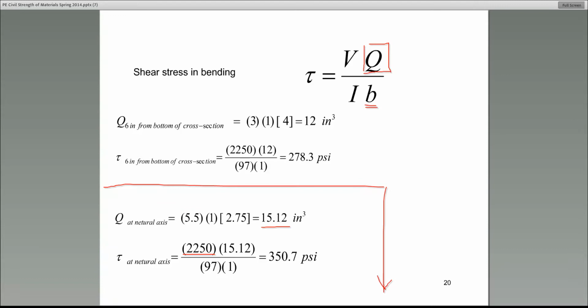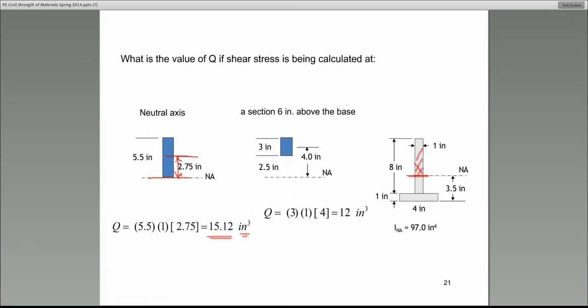Times Q, Q is 15.12, divided by I times B. I is 97. And why am I using 1 for B? Because this is the shear stress at the neutral axis, and B happens to be 1. All right? Now, the second part of this problem says, could you please find the shear stress at a section 6 inches from the bottom? Mary is asking, is Q the absolute value? Yes, we don't need to have plus or minus signs.